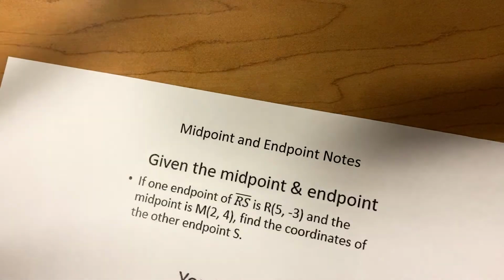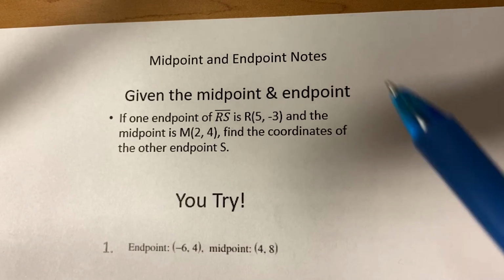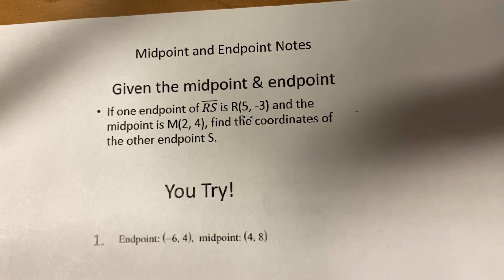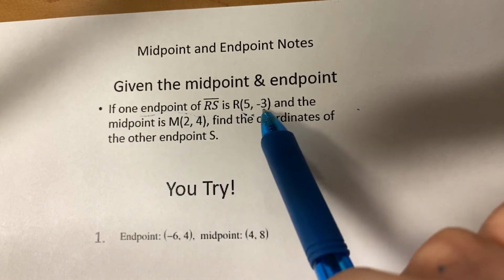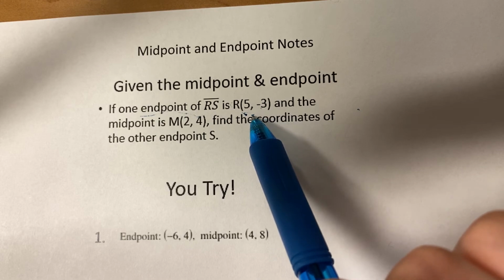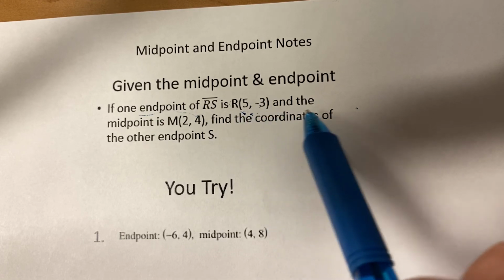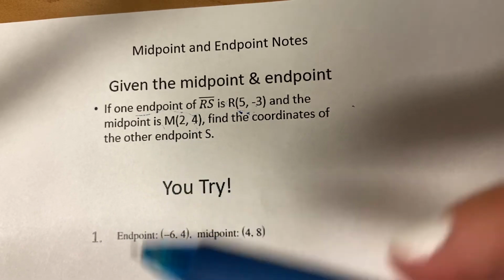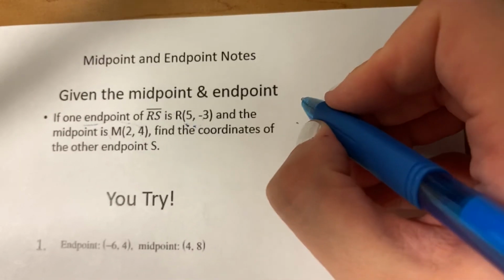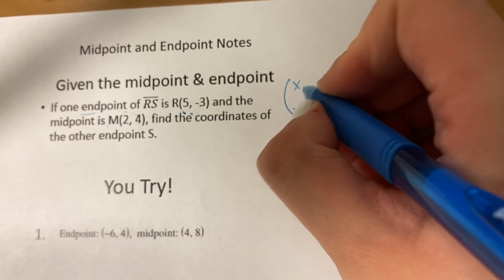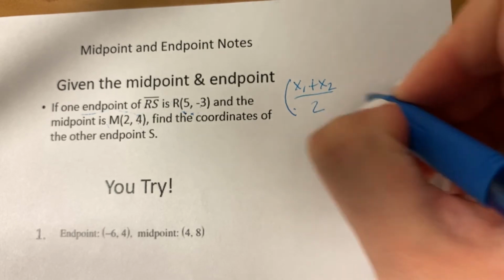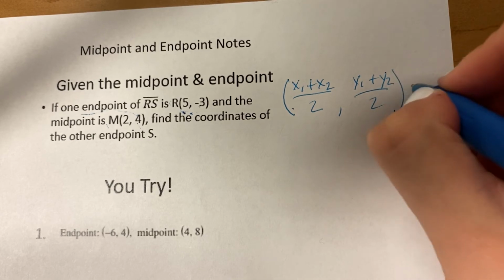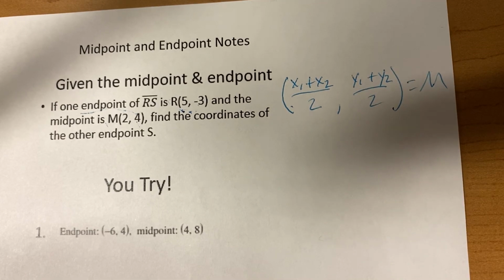All right, so this is where it gets a little bit tricky. This time you're going to be given a midpoint and an endpoint, and you're going to have to find the other endpoint. So if one endpoint is 5, -3, and the midpoint is 2, 4, find the coordinates of the other endpoint. Here we're really going to utilize the formula, which is x(1) plus x(2) divided by 2, and then y(1) plus y(2) divided by 2 is equal to m, which is your midpoint.